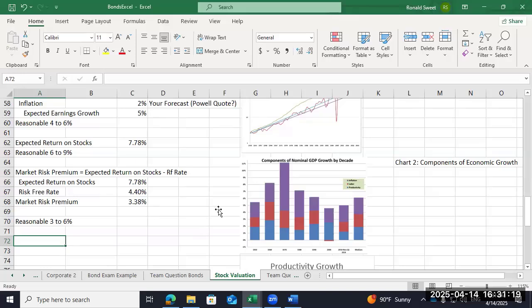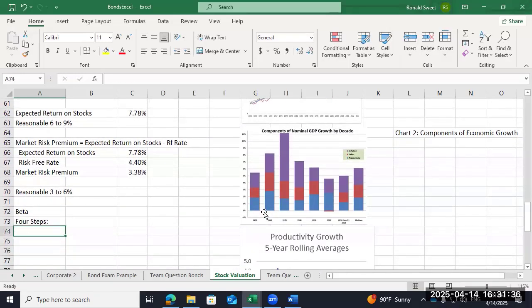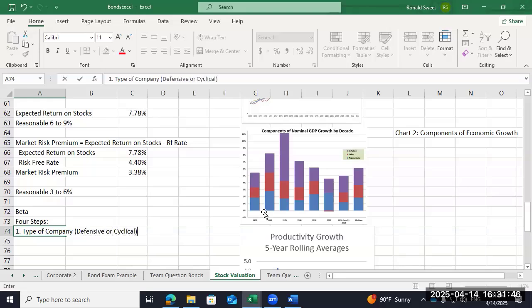What's the last number we need? Beta. And if you took my business finance class, you did beta, right? So you've already done that. So there's 4 steps. Anybody remember the 4 steps? All right, so type of company. So cyclical. Good. What's the second one? Historical. All right, that's the 4th one.